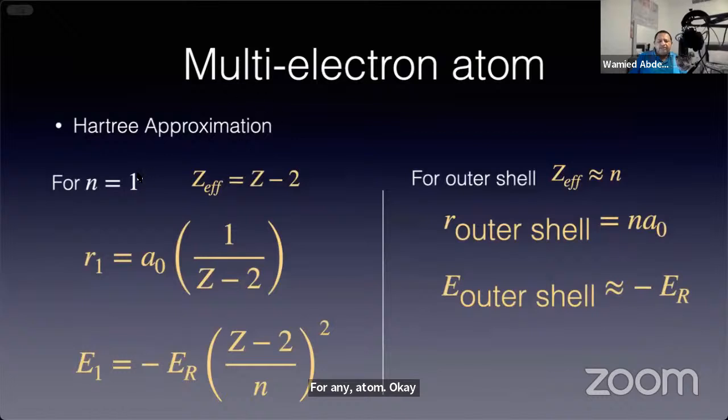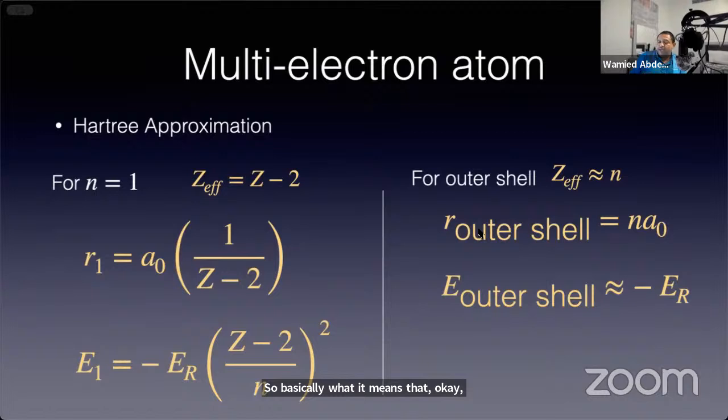So again, we said for n equals 1, that's the Z effective and so on. But now for an outer shell, if we have an electron at the last shell of the atom, this effective Z could be approximated by the shell number, n. So basically, okay, the outer shell.